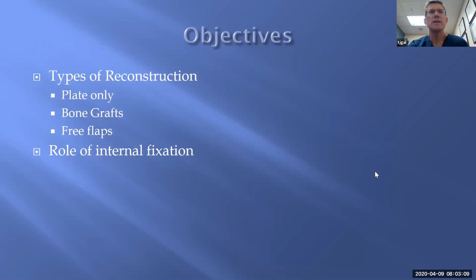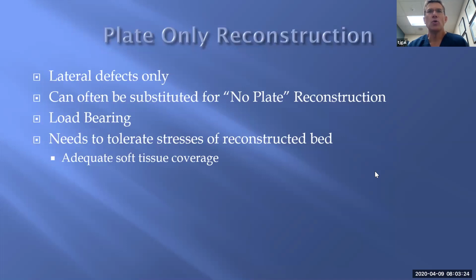So you've got several basic types of reconstruction. You're talking about plate-only reconstruction, bone grafts, certainly free flaps, and then a little bit of the role of internal fixation. Plate-only reconstruction, really briefly, is sort of an antiquated technique that was used a lot more in the era before microvascular surgery. A lot of these defects, if you're going to just put a plate, you probably should put no plate in there.